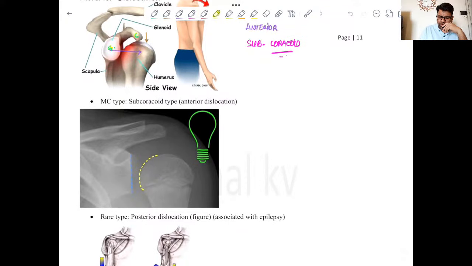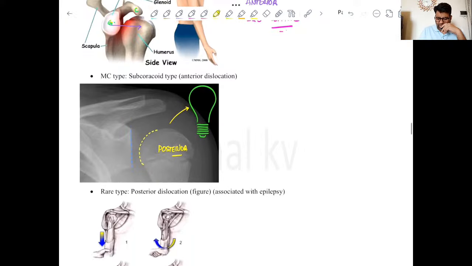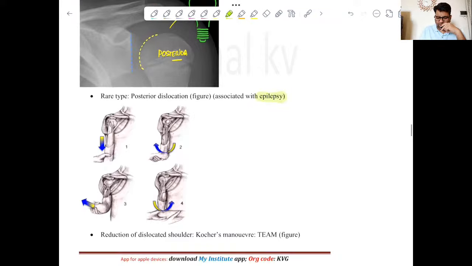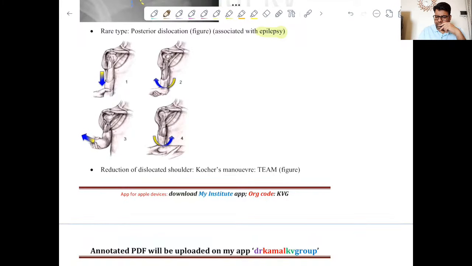Now in posterior shoulder dislocation, of course the anterior one is most common, but in posterior type we can see one electric bulb sign, and this is usually associated with epilepsy or electric shock. Otherwise, in most of the cases we see anterior shoulder dislocation.